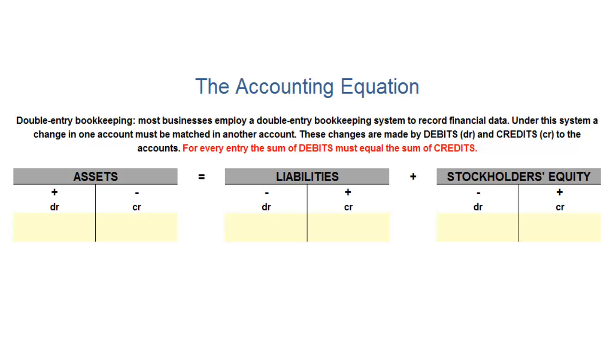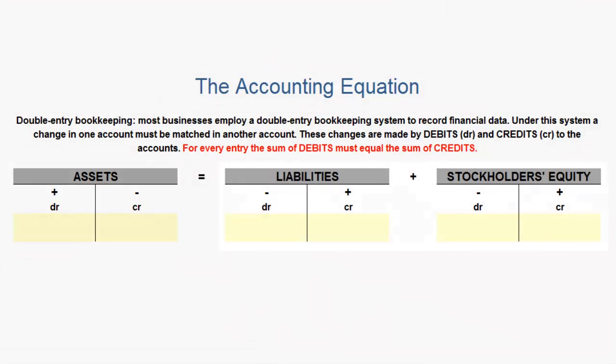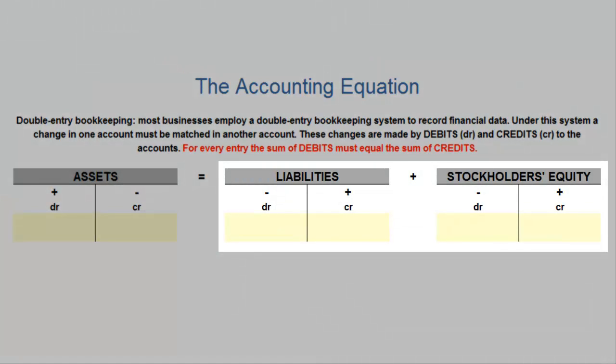It's important to note that here debit and credit are not defined by their everyday usage. Here debit means left, and credit means right. Whether or not a debit or credit increases an account is indicated by these signs here. And you may have already noticed that on the left-hand side of the equation, a debit increases an account. And on the right-hand side of the equation, a credit increases an account.